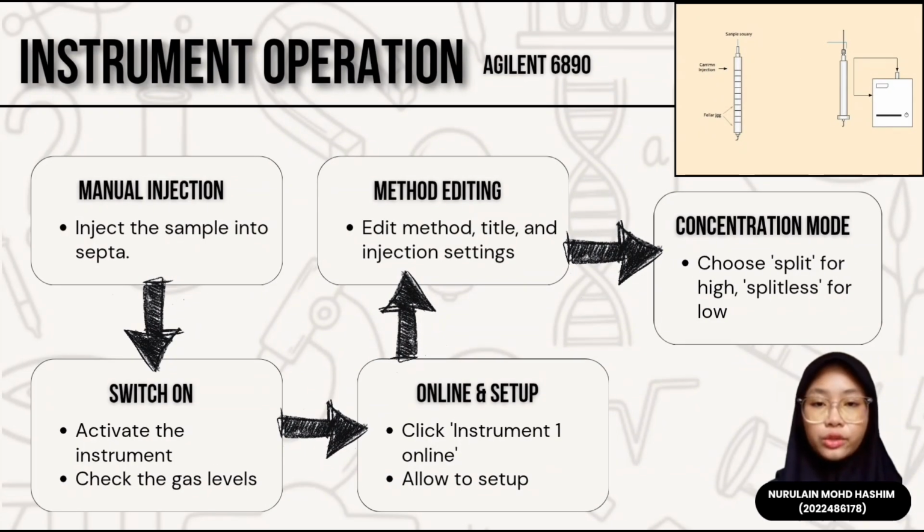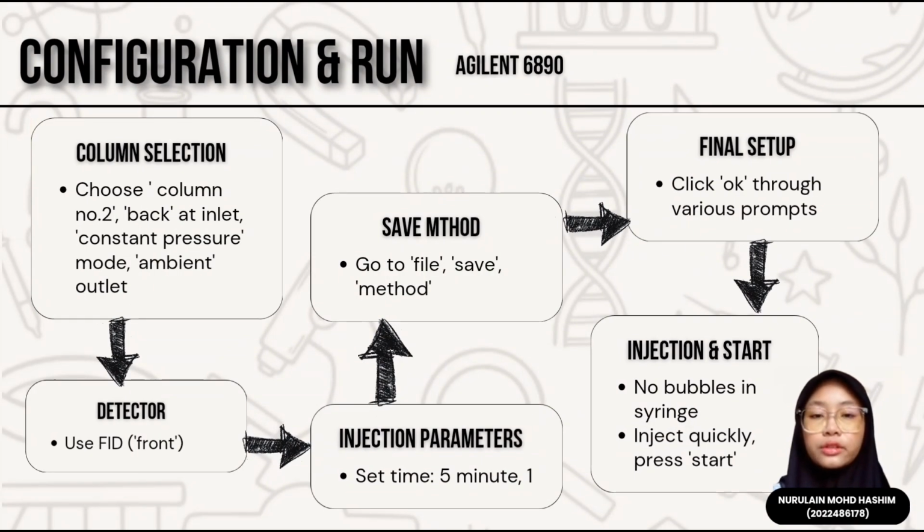Next is instrument operation. Begin by manually injecting the sample to the receptor. Edit the method by setting the title, injection parameters and concentration mode. Select split for high concentration or splitless for lower concentration. Power on the instrument and check the gas level before going online by clicking instrument 1 online and allowing the system to initialize. Next is column configuration.